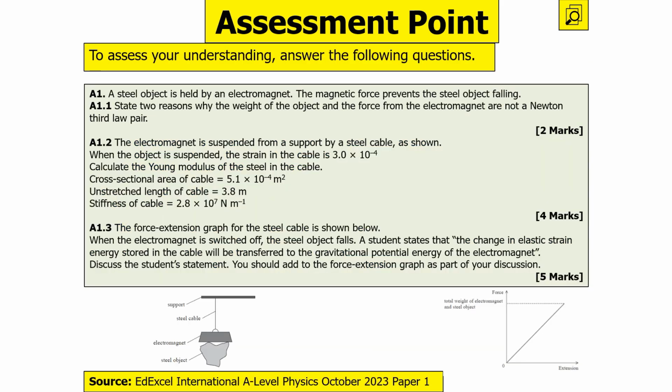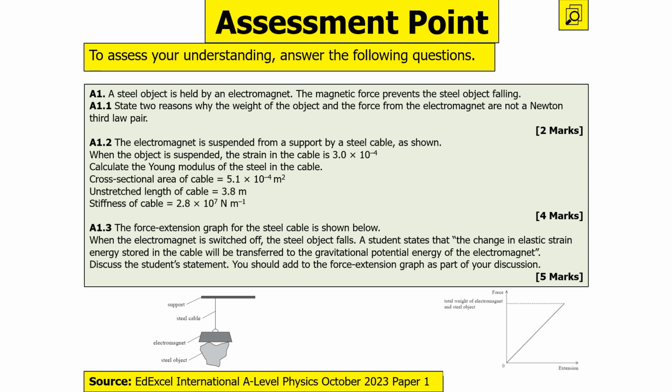The next question says, a steel object is held by an electromagnet. The magnetic force prevents the steel object falling. State 2 reasons why the weight of the object and the force of the electromagnet are not a Newton's third law pair. Then the electromagnet is suspended from a support by a steel cable as shown. When the object is suspended, the strain in the cable is 3.0 times 10 to the minus 4.